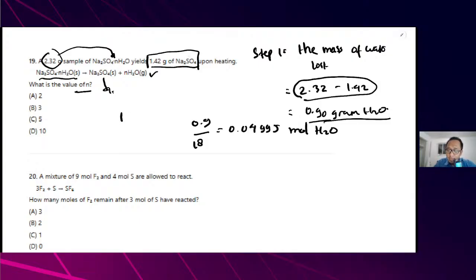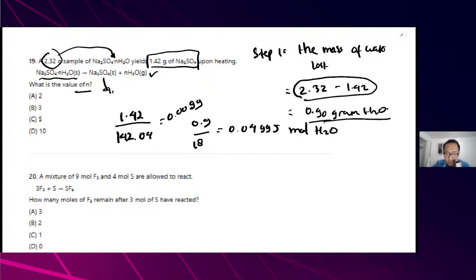While for Na2SO4 we get 1.42 gram, and then we need to determine the molar mass of this compound. Okay, so 142, I already calculated, so the answer is 0.0099. And then we need to find the mole ratio.